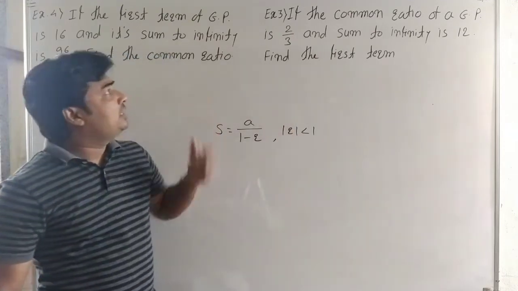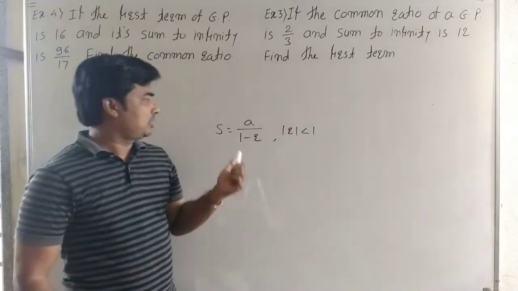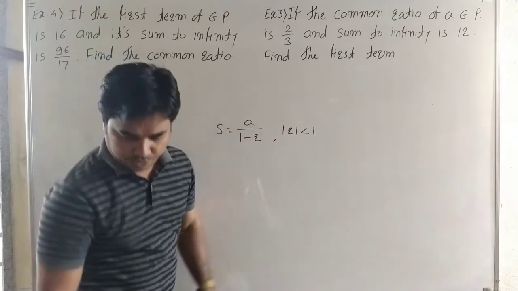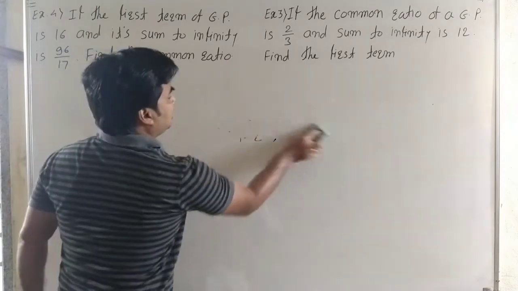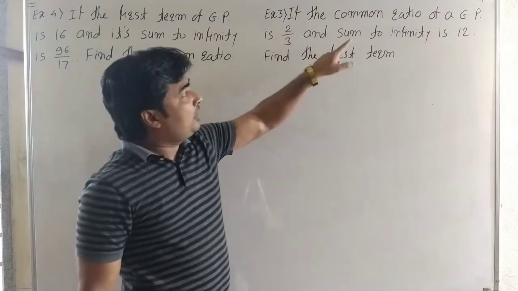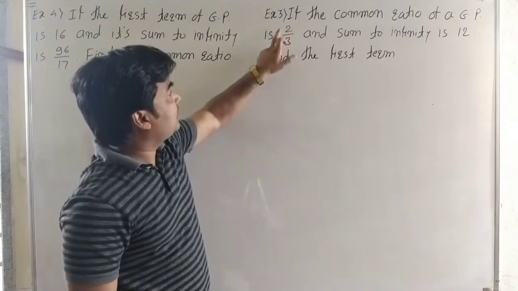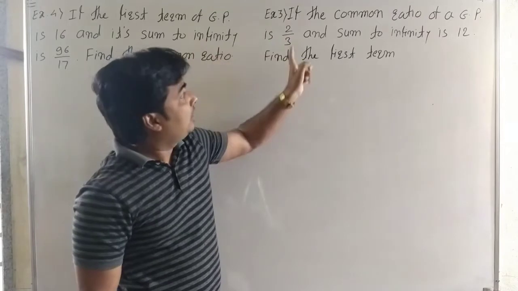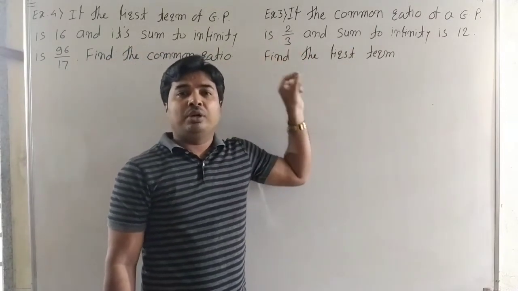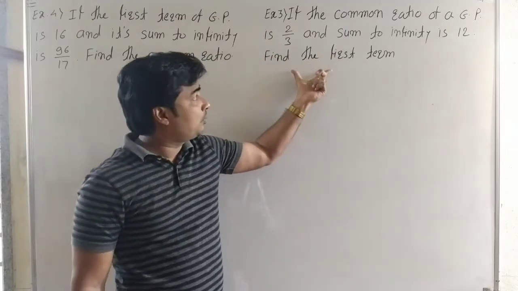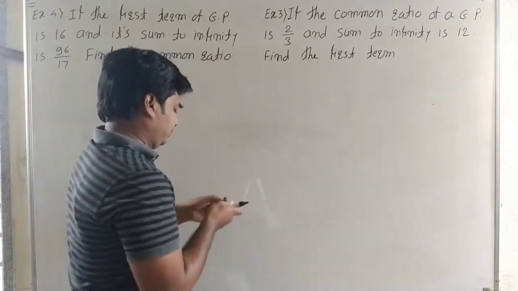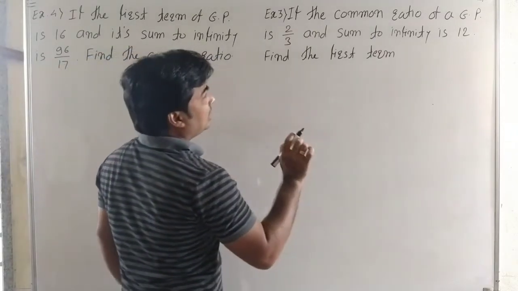Now in this lecture we see some simple examples on this formula, the sum to infinity of a geometric progression. Here is the third example in our Exercise 2.3. If the common ratio of a geometric progression is 2 by 3, that means r, and the sum to infinity is 12, given the values of r and S, we want to find the first term, that is, the value of a. First we denote a, r and S.